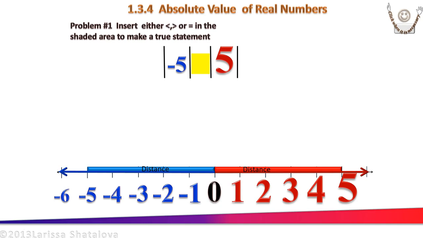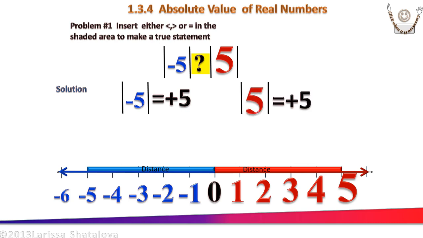Using the result of modeling, now we can solve problem number 1. The request is to insert the symbol of inequality or the sign equal in the shaded area to make a true statement. Absolute value of negative 5 and absolute value of 5. And because we know whatever is coming out of absolute value bars is supposed to be positive, so absolute value of negative 5 is positive 5, and absolute value of 5 is positive 5. So we can insert the symbol equal.